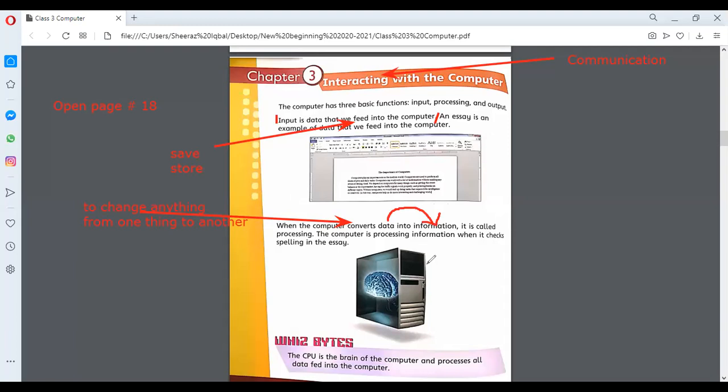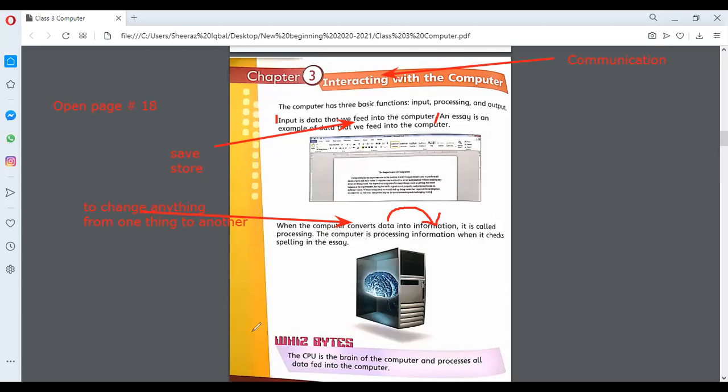How is data converted into the form of information? It's not mentioned in the book, but I will give you one example so that you will understand. But first, we will see what the book says. When the computer changes the data into information, it is called processing.